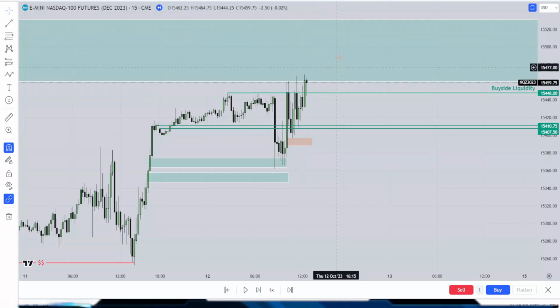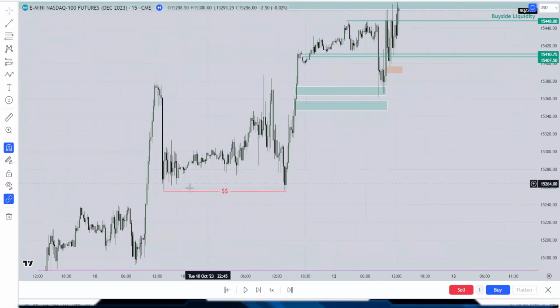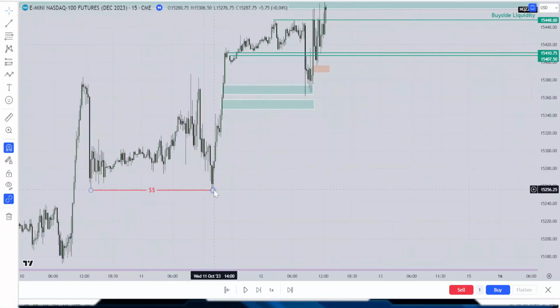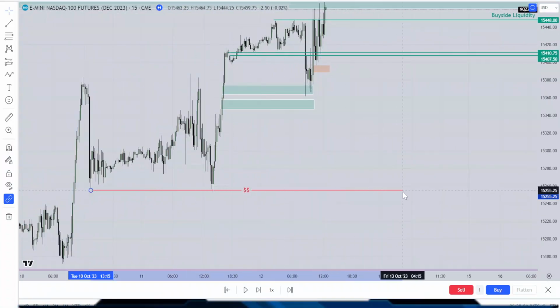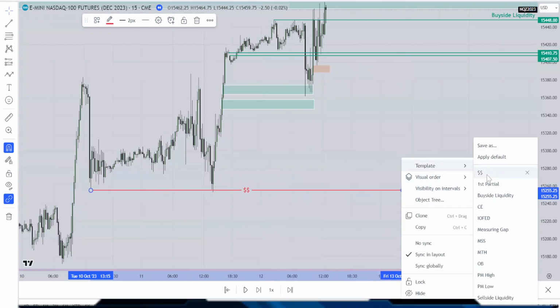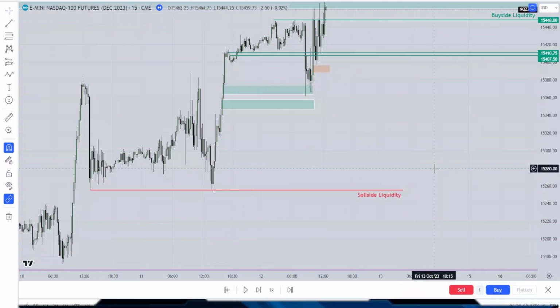This is the daily fair value gap, and here is my liquidity. I will just mark this one. This is my sell side liquidity. Why is this my sell side liquidity? From the previous video, you know that it had taken this sell side liquidity, then I got the market structure shift from here, and then I used this fair value gap. But in this video I'm telling you that this is the sell side liquidity.